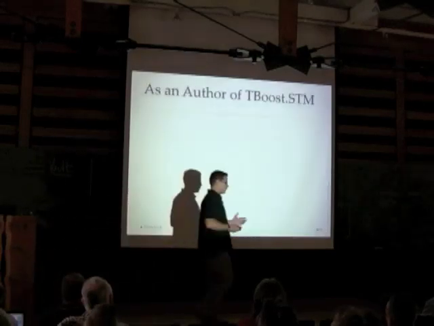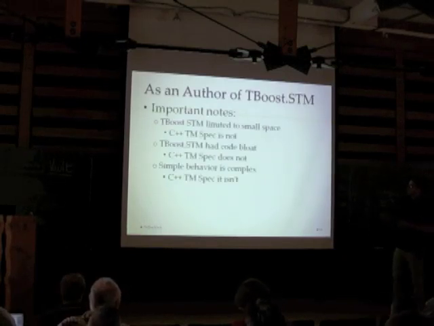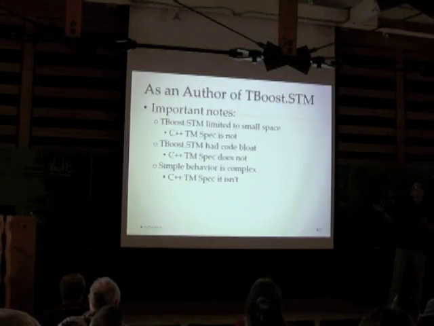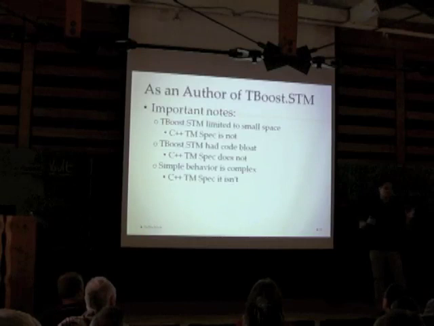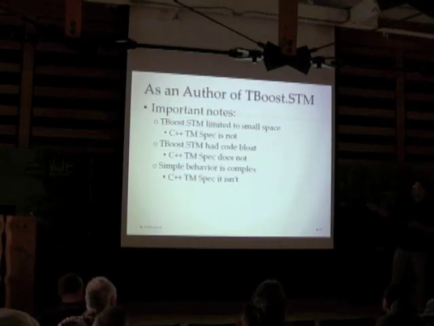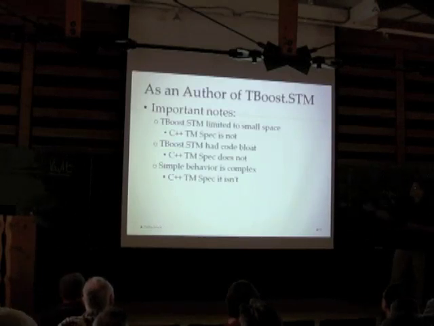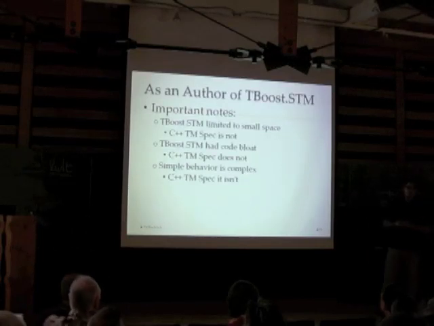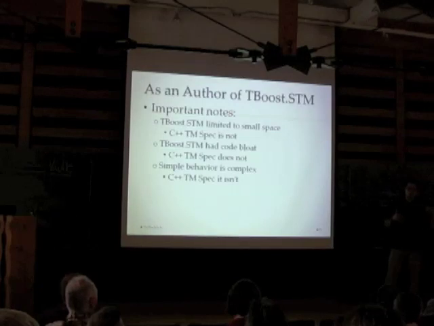Okay, so let's skip forward here. As the primary author of TBoost.STM, there are some differences between TBoost.STM and the spec that I'd like to quickly point out. First of all, even though I've been working on TBoost.STM for a reasonable amount of time, and I understand TM relatively well, it's limited to a small space. There are certain problems that I just can't quite capture from a library interface, no matter how I try to hack it. Certain cases, like the member initialization list issue, are very hard to wrap inside of a transaction. So it's limited to a smaller space, whereas the C++ TM spec is not, since it's a language extension with a compiler implementation. TBoost.STM also has notable code bloat. We've tried to minimize that as much as possible, but there's only so much you can do. Building it directly into the language is much nicer, with a very straightforward interface from the original code to transactional code.